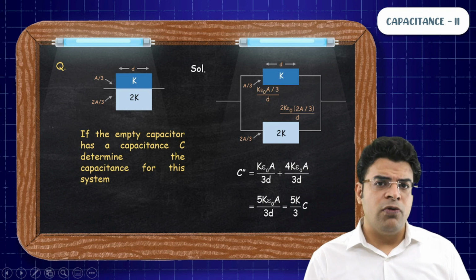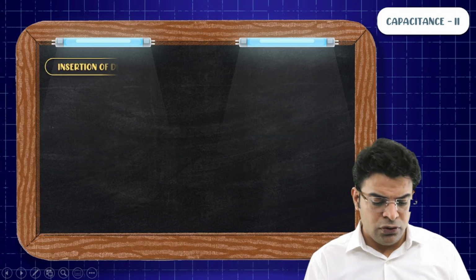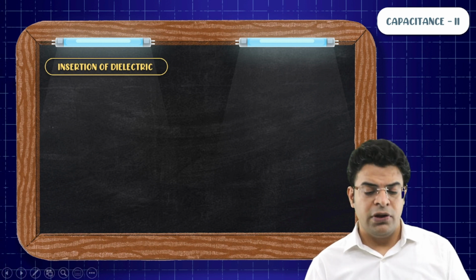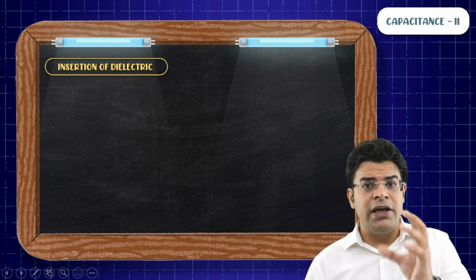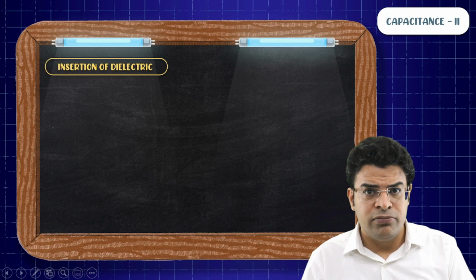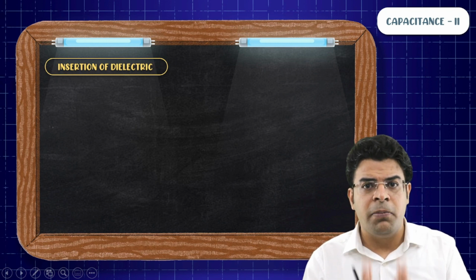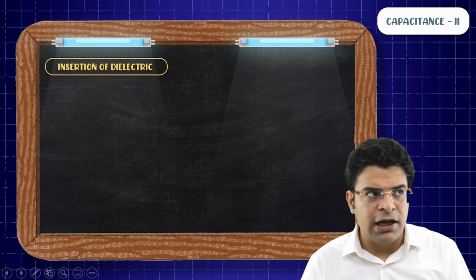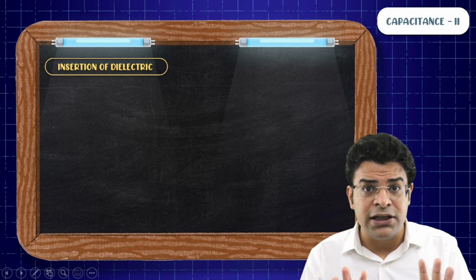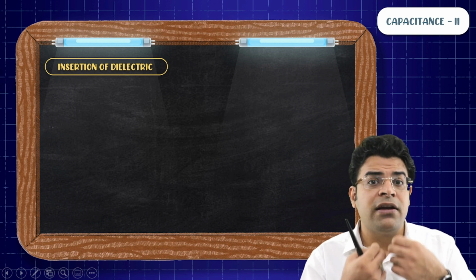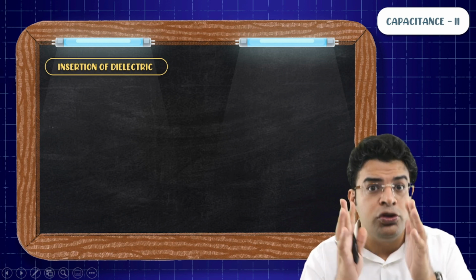Now let's move on to the next thing we need to talk about, which is insertion of a dielectric between the plates. What happens when we insert a dielectric to completely fill up the space between the plates of the capacitor? We know that the capacitance becomes K times. That's one thing. But what happens to the charge on the plate? What happens to the electric field between the plates? What happens to the force between the plates?